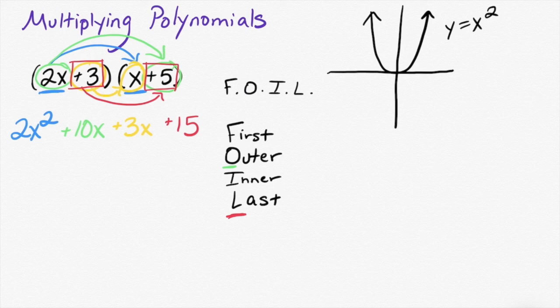Do we have anything in this new problem that can be combined? Very good. 10x and 3x is 13x. So my final answer is 2x squared plus 13x plus 15.